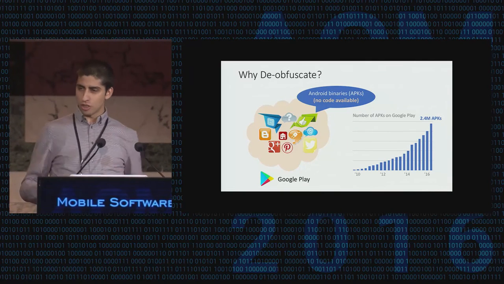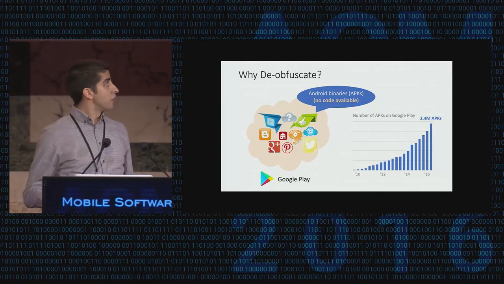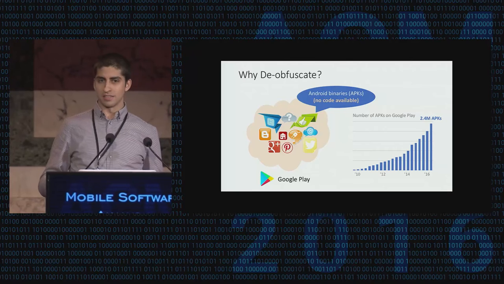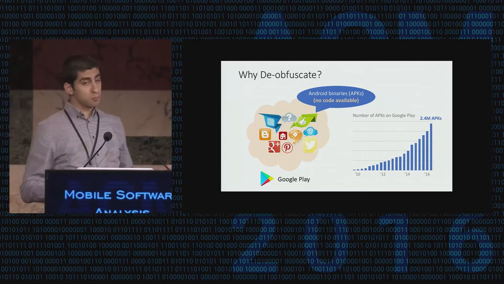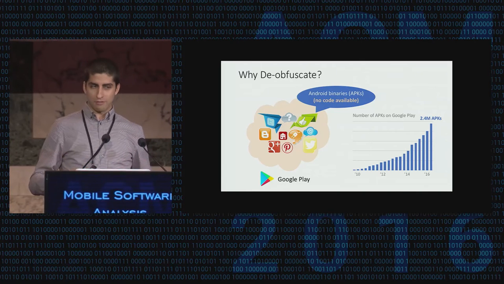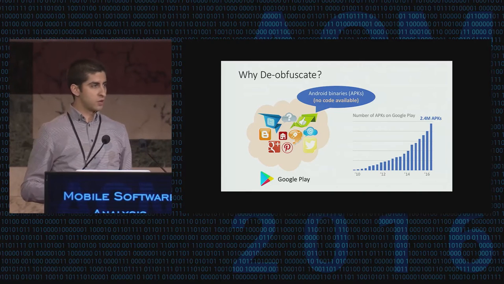Most of the Android applications today are distributed in the form of Android binaries, or APKs. For example, on Google Play, we have 2.4 million Android binaries. And if we want to have a look at the source code that was used to generate these binaries, then we don't have that.